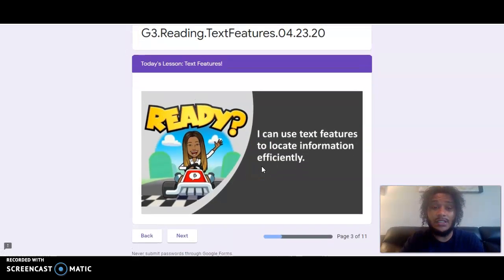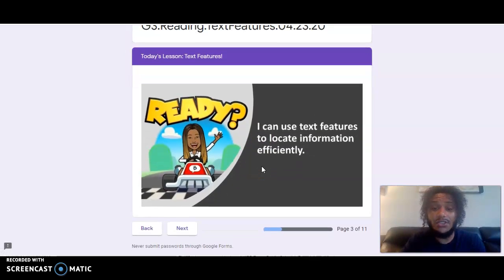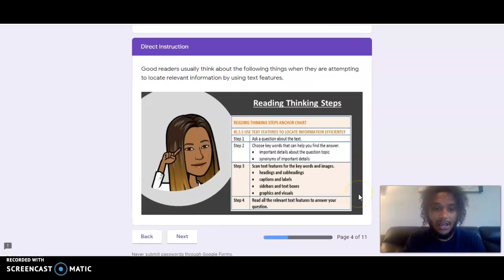So the objective for, excuse me, not today's lesson, from Thursday's lesson was to use text features to locate information efficiently. So being able to use the different text features within the book to help us find any information that we might want to know. I'm going to go ahead and go next.